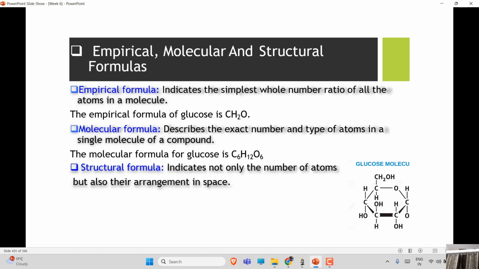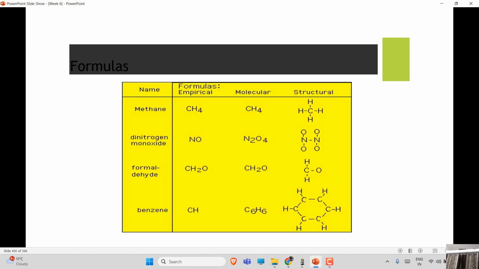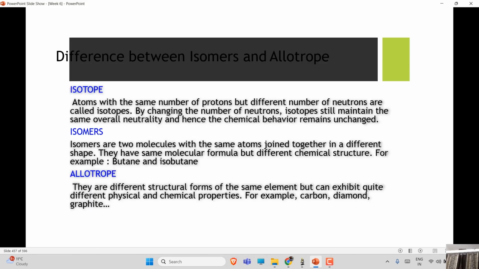Okay. So, if you talk about the empirical formula, it indicates the simplest whole number ratio of all the atoms in a molecule. Molecular formula describes the exact number and type of atoms in a single molecule of a compound. Structural formula indicates not only the number of atoms but also their arrangement in space.